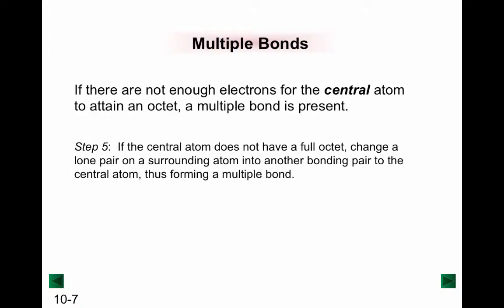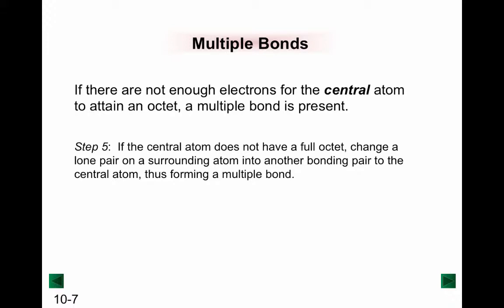So what do we do if we've used up all of the available valence electrons and the central atom is not surrounded by a total of 8 valence electrons? Sometimes we will find this to be the case. All of the surrounding atoms are happy because they are surrounded by 8 electrons, but our central atom is electron deficient. If there are not enough electrons to give the central atom a full octet of electrons, or 8 electrons, we need to form a multiple bond.